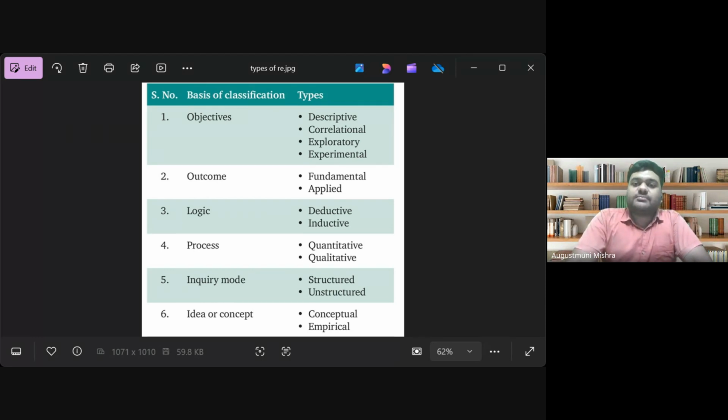Now, where you can use this descriptive study, I'm going to discuss it. Where can be the application of this descriptive study?